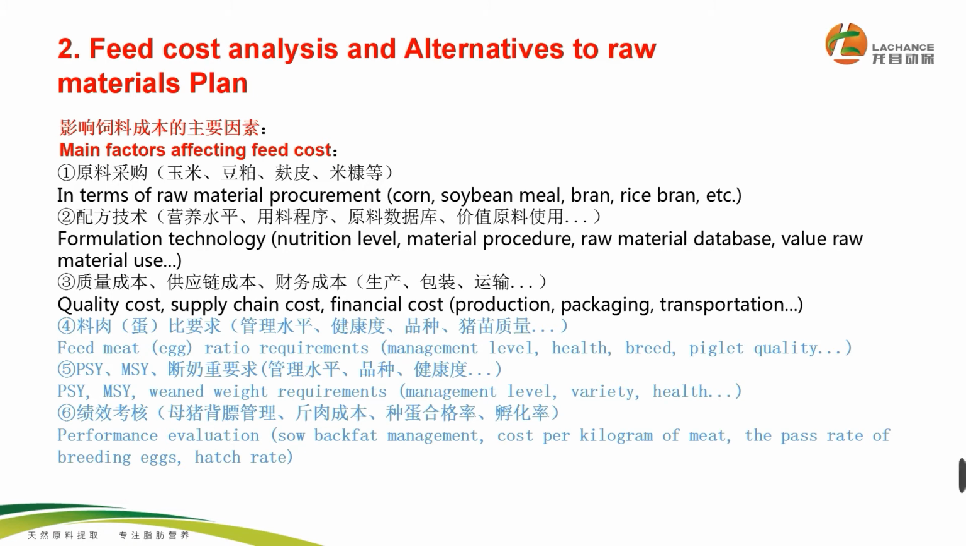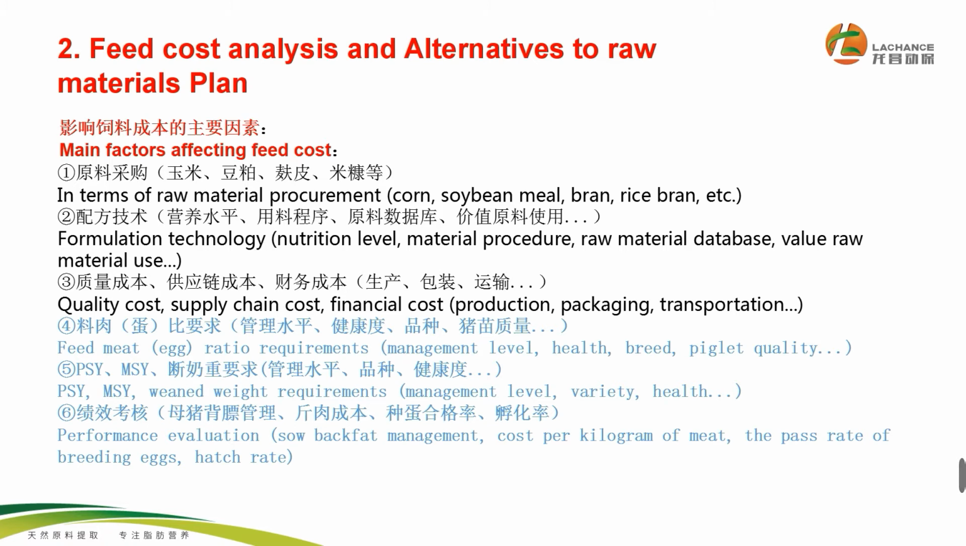The first is in terms of material procurement. For example, the corn, soybean meal, bran, rice bran, etc. The second is the formulation technology, nutrition level, material procedures, raw materials database, value raw material use.